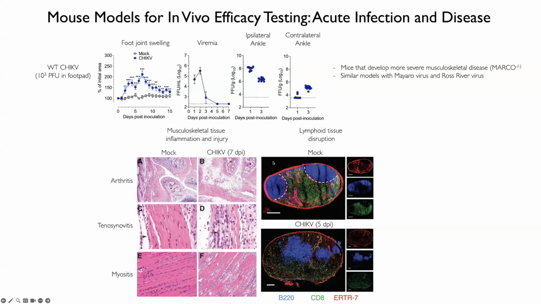So in addition to those kind of histopathological changes, we can also measure virological features. So the mice develop viremia, that's shown here. We can measure that. And we can also measure viral burden in tissues, predominantly musculoskeletal tissues, as Margaret kind of showed earlier. So showing here this ipsilateral ankle, which is proximal to the site of inoculation, but there is dissemination of the virus, and we can measure viral burden at distal sites. And I'll just note that there are mouse strains that develop more severe musculoskeletal tissue injury. And there are similar models that have been developed with other alphaviruses, including Mayaro virus and Ross River virus. So all of these can be used to evaluate new medical countermeasures such as antivirals.